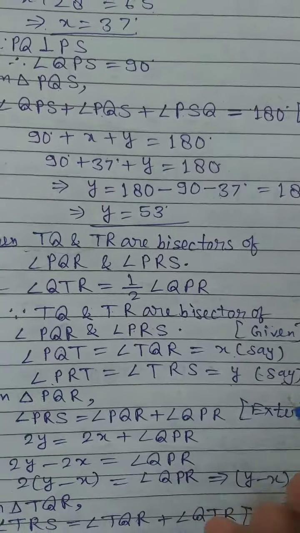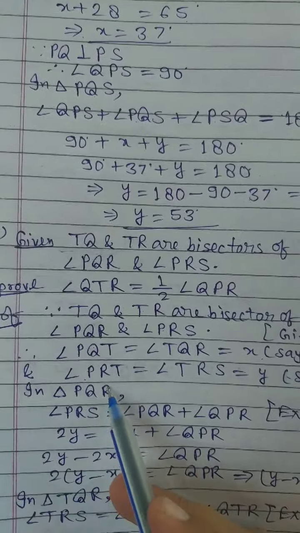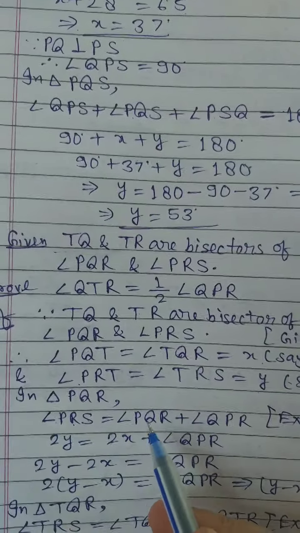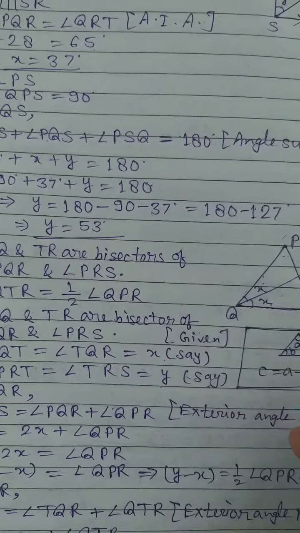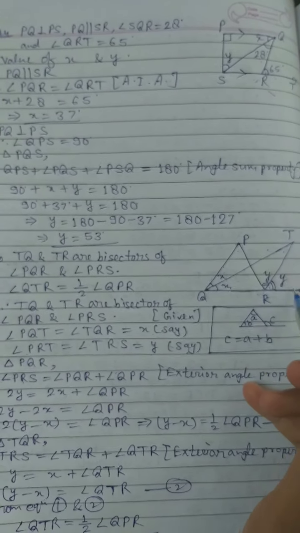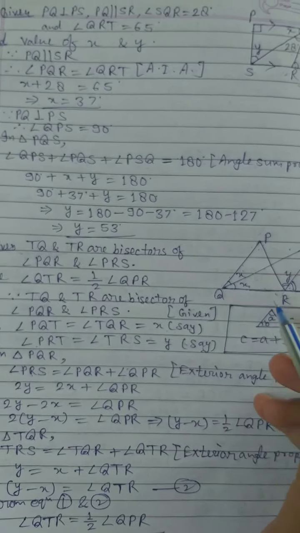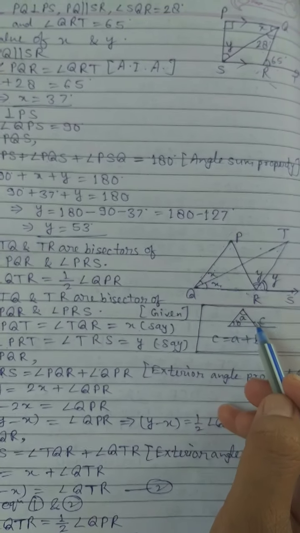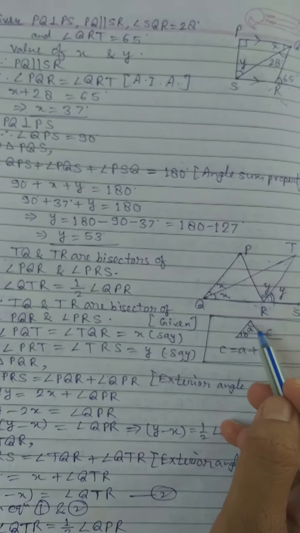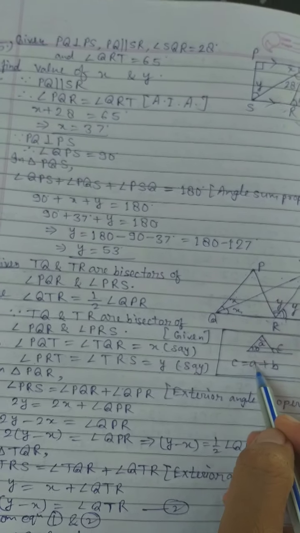Clear? This is assumed. Now in triangle PQR we are using the exterior angle property. Angle PRS equals angle PQR plus angle QPR. See this diagram, same as this one. Here angle C is in the place of PRS, so C equals A plus B, meaning angle P plus angle Q. This is by the exterior angle property.